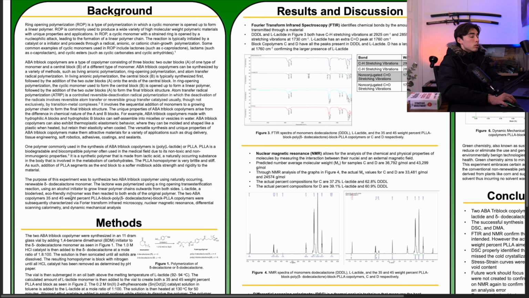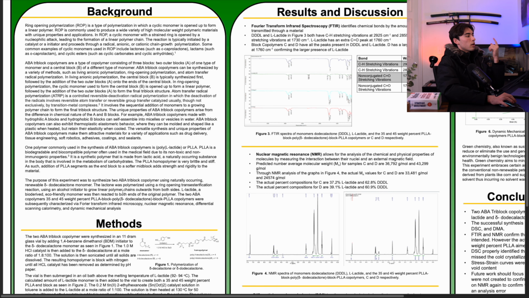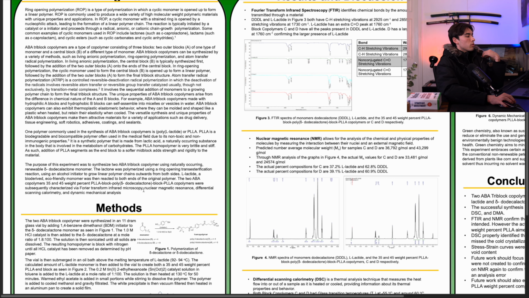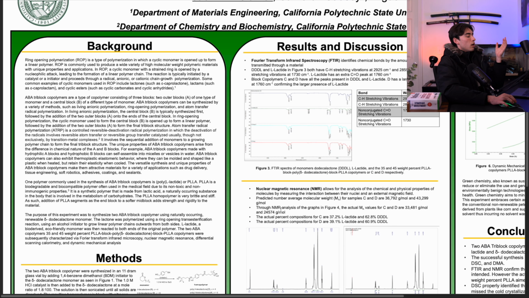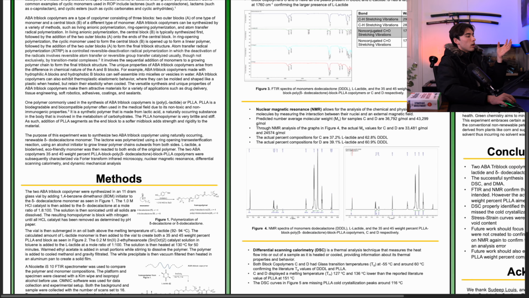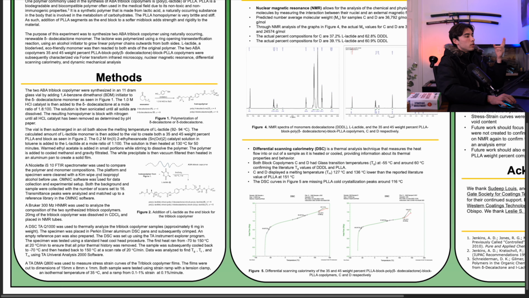to add strength and rigidity to a material. So in this experiment, we basically wanted to synthesize an ABA triblock copolymer from naturally occurring δ-dodecalactone and L-lactide monomers. And we wanted to create 2 of these, one of which had a 35 weight percent PLLA block and one of which had a 45 weight percent PLLA block. We then went on to analyze the copolymer and characterize it using FTIR, DSC, NMR, and DMA.